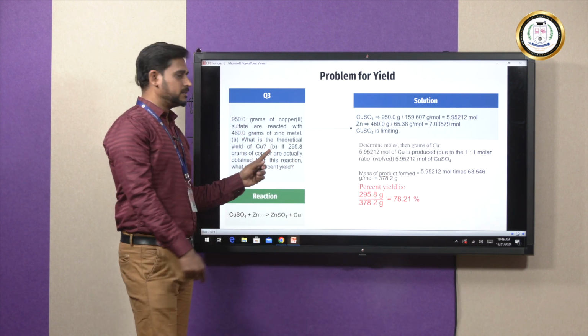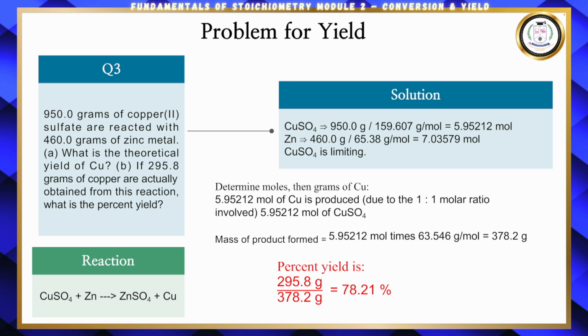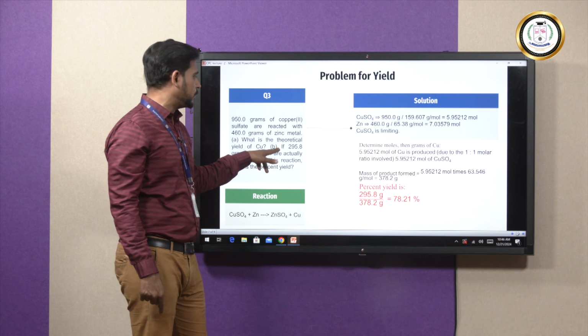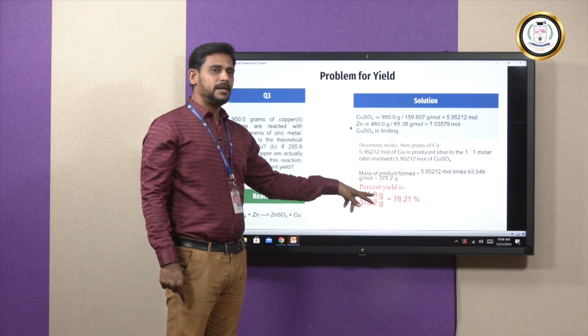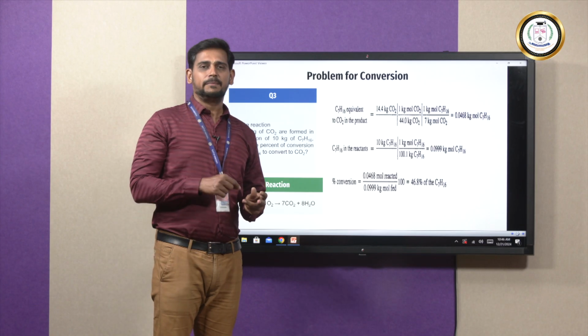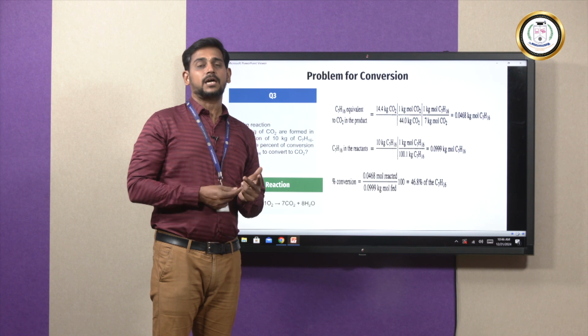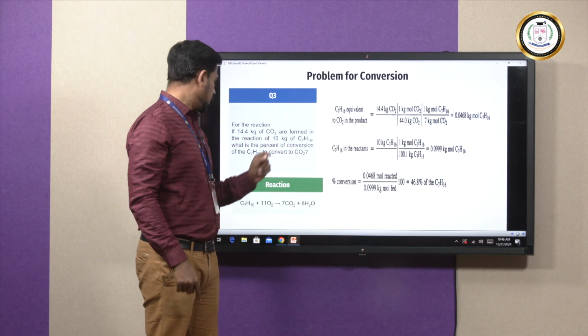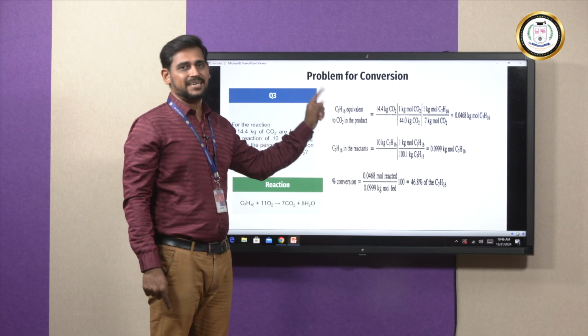The second question: the theoretical yield is 378 grams, and the actual yield given in the problem is 295.8. So 295.8 divided by 378.2 gives 78.21% as the yield. So we have discussed what is limiting reactant, what is excess reactant, and how to calculate the yield. Now we are going to calculate the conversion.